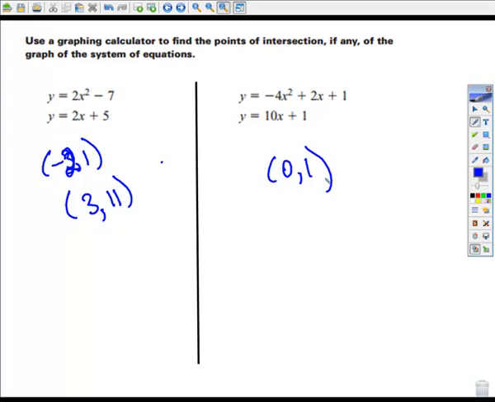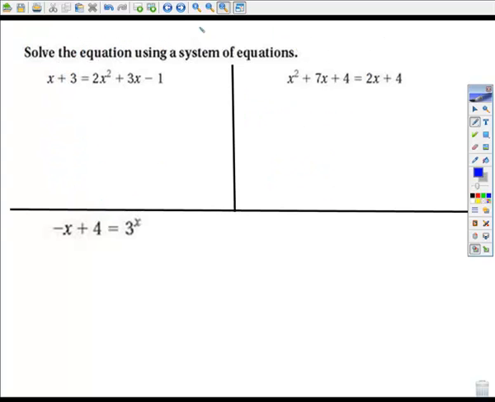All right, next. Solve the equation using a system of equations. So when you solve these quadratics, we're only looking for the value of x. So when you do this, you have to set each of these equal to y. So y equals x plus 3. And the other side of the equal sign, y equals 2x squared plus 3x minus 1.